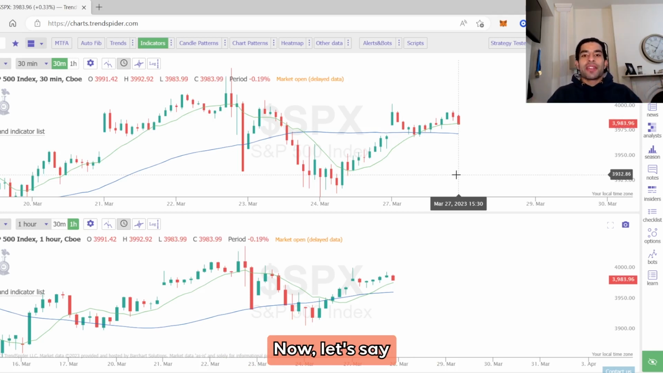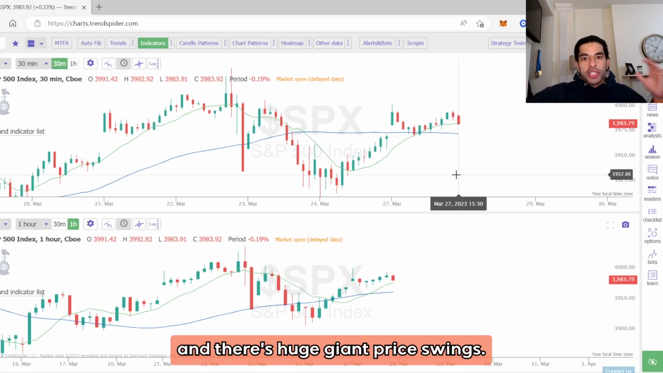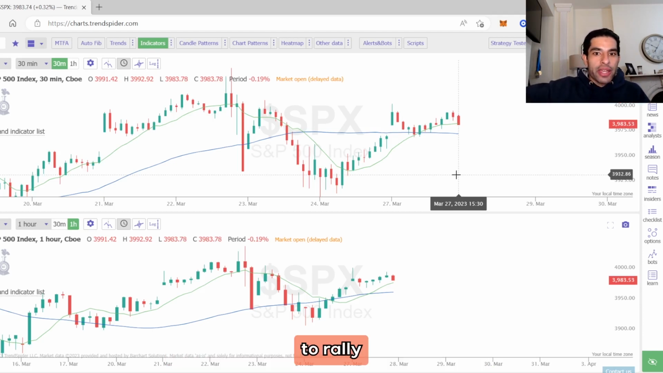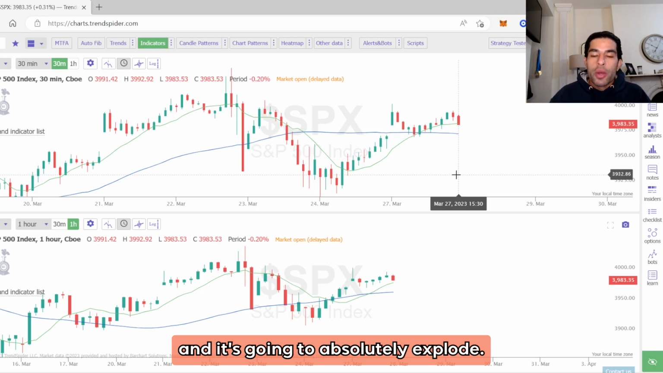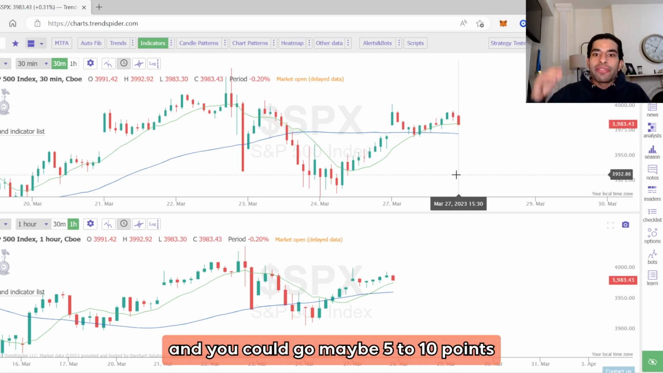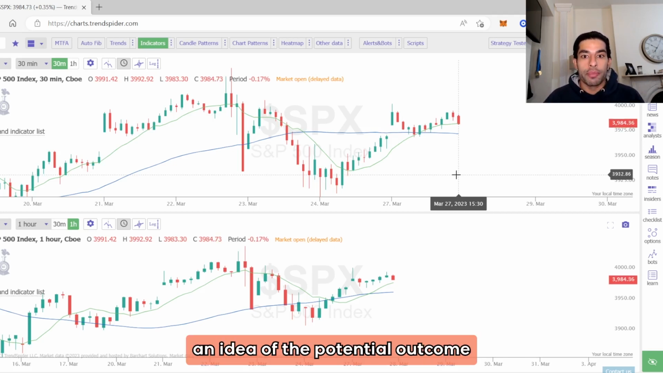Now, let's say the market isn't in a range and there's been a ton of momentum and there are huge, giant price swings, and you think on the next buy signal, the market is just going to continue to rally and it's going to absolutely explode. Well, then in that case, you can get a little bit more aggressive and you could go maybe 5 to 10 points out of the money. So that's why understanding the market environment as a whole is crucial, because it gives you an idea of the potential outcome you can expect.